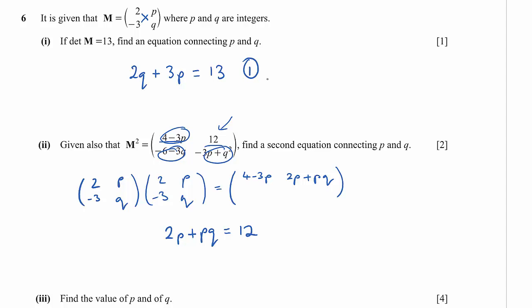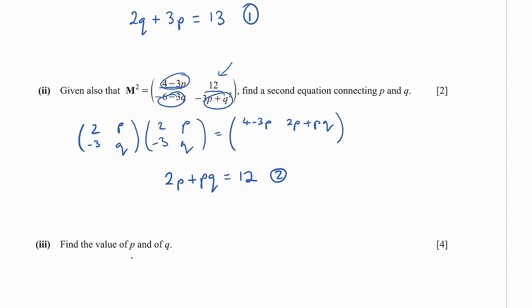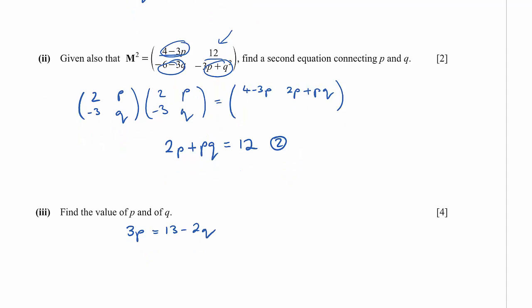So we can call that equation 1 and we can call that equation 2. And we want to find the value of p and of q. So we need to solve these two equations simultaneously. So I'm going to do a bit of rearranging. That first equation at the top there, I'm going to rewrite that as 3p equals 13 minus 2q. And then I'm going to multiply equation 2 by 3, which will give me 6p plus 3pq equals 36.